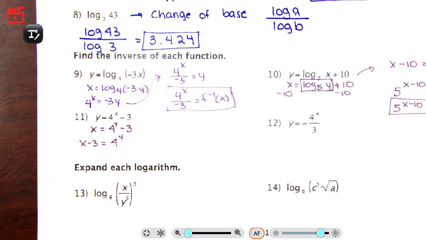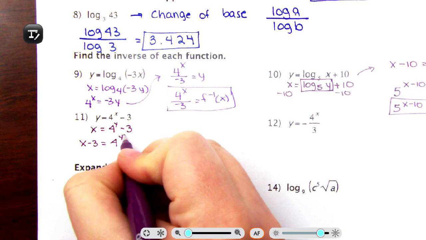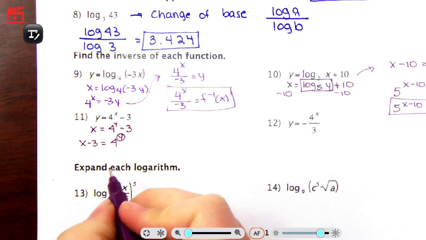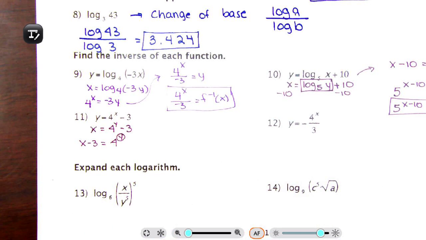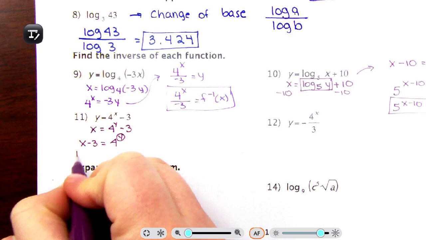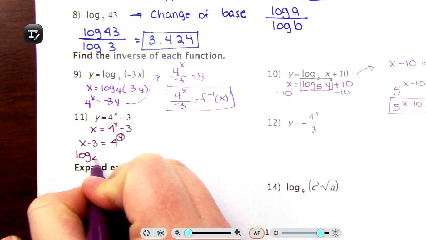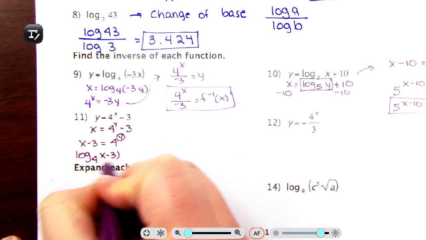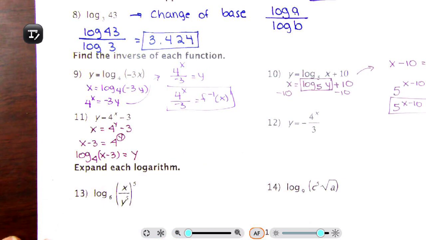Now here's the tricky part. We need to solve for this y. How do we get that y down below? You're going to take a log of both sides, or instead of taking log of both sides, you can go back to using the definition of a logarithm, which means here's your log, here's your base, here's your a value, and here's your exponent.